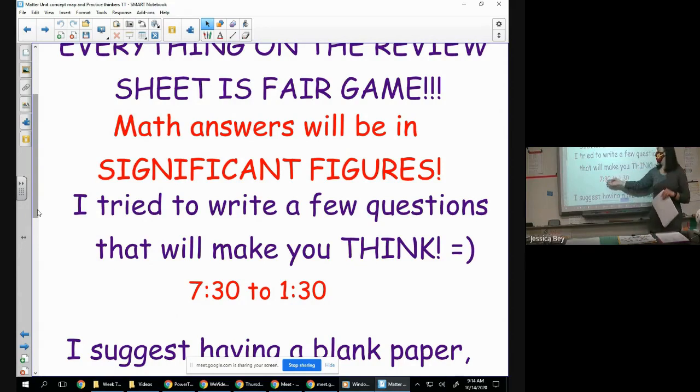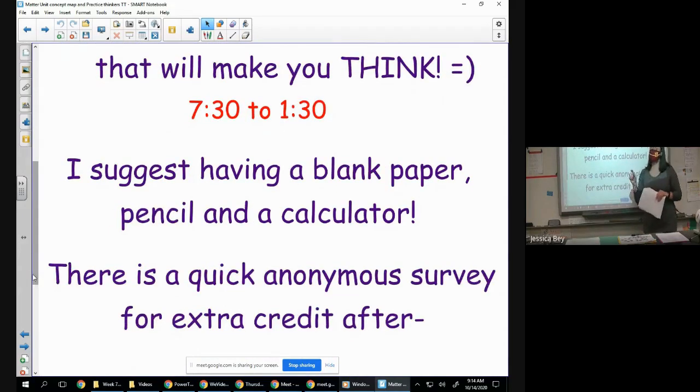If you are at home, you'll take it between 7:30 and 1:30. That is when it is open, okay? I suggest tomorrow that you have a blank piece of paper and a pencil and a calculator. There is a calculator in the test if you need, so no worries if you don't have one. But you might want a piece of paper too, like if you're drawing a density column or doing a density problem. If you like using paper better, I suggest that.